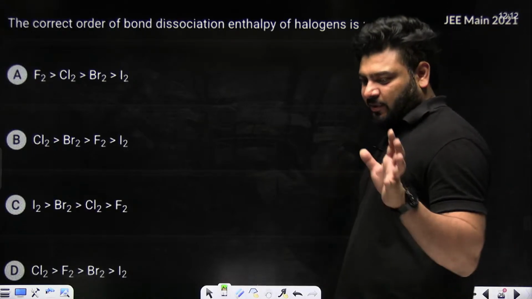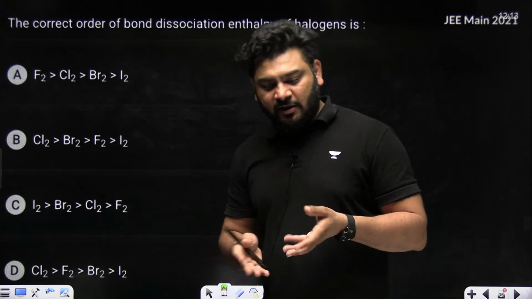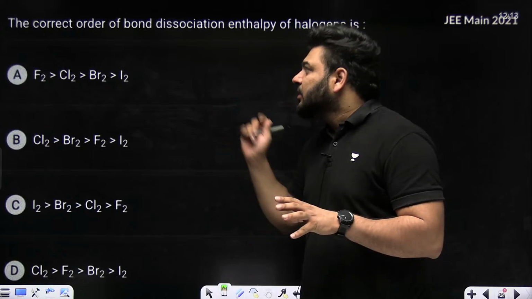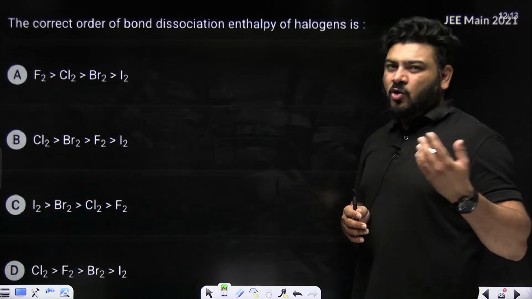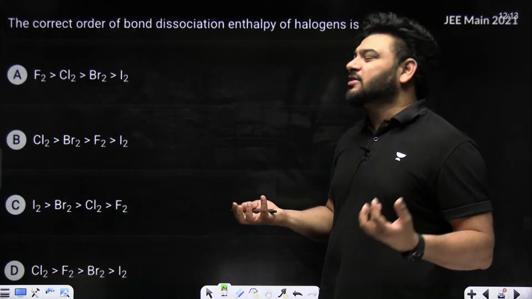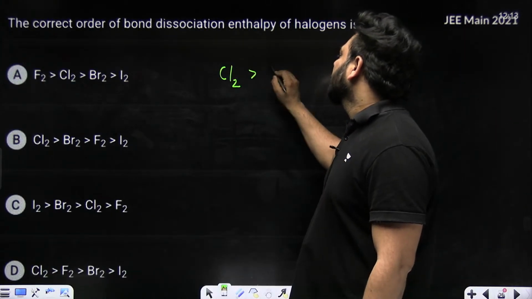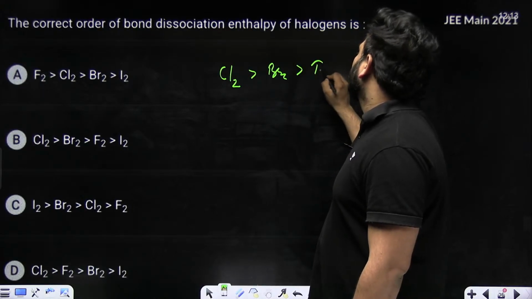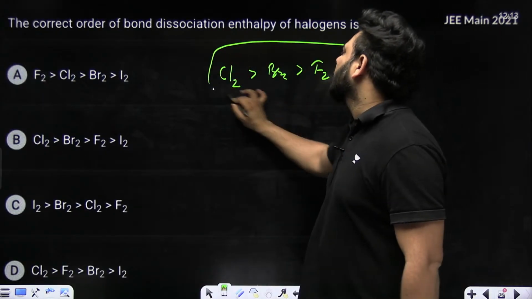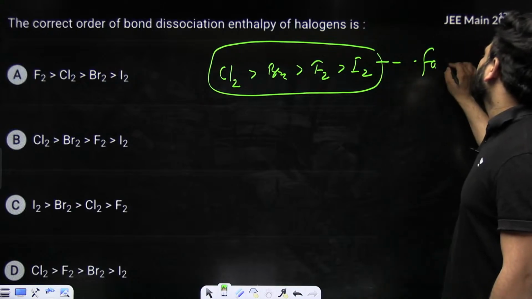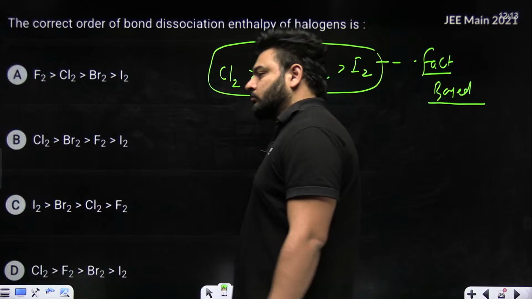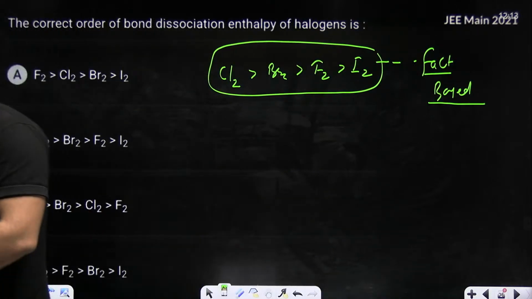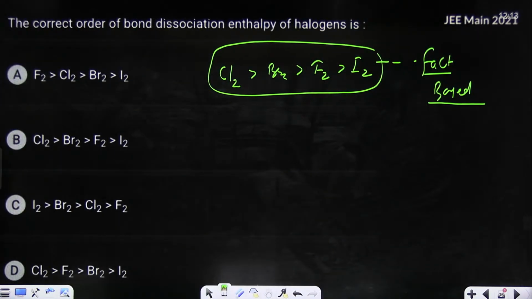I guess questions are pretty easy. You just need to apply the proper concept and then you will get the answer. Okay, these are not very difficult questions. The correct order of the bond dissociation enthalpy for halogens. So I think fluorine has a lower one because of its small size. More electronic repulsion is there. Cl2 is the highest, followed by bromine, followed by fluorine, and then comes the iodine. So this is the correct order basically, and it's fact based. I told you this before, and even if not, in our coming chapter, chemical bonding, we'll discuss the same topic and we'll understand the concept.